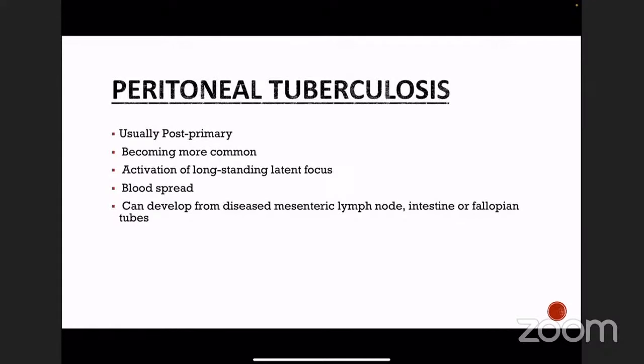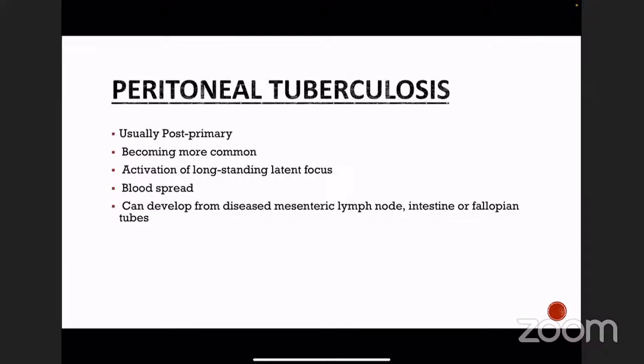So due to abdominal tuberculosis or tuberculosis in the lung, it occurs more commonly post-primarily. It is not secondary after that, but post-primary. Peritoneal tuberculosis is becoming more common these days than the ileal one. Though still the number of ileal is 55 to 60 percent and this is 40, it is coming nearer to ileal intestinal tuberculosis.